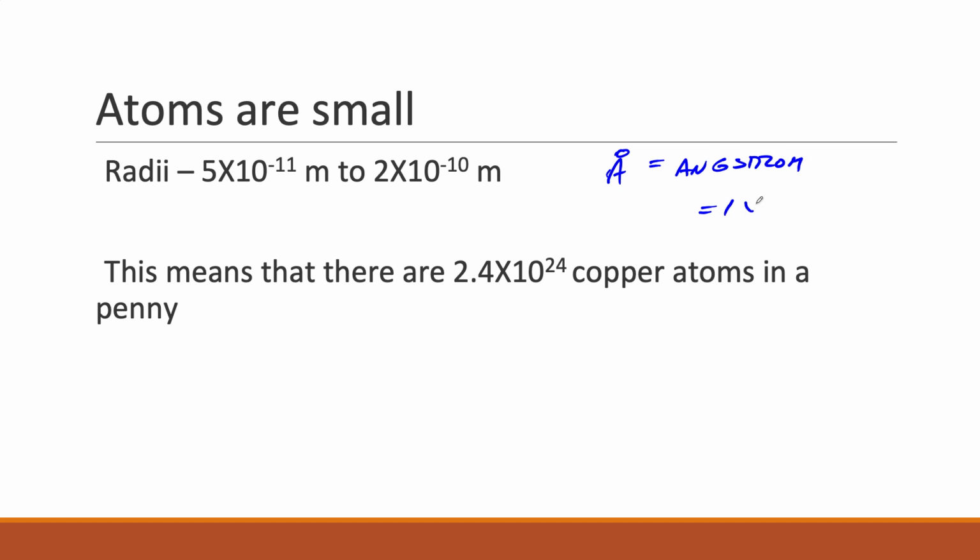Is equal to 1 times 10 to the minus 10 meters. And so this is 0.5 to 2 angstroms. And again, that is very, very small. And so when we look at going across on a copper atom in a penny, if we line up copper atoms, we've got a lot of copper atoms in that penny lined across.